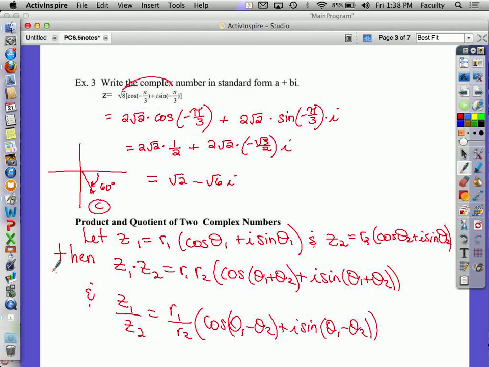Very, very simple. If z sub 1 is the first complex number, so we're going to use r sub 1 times the quantity cosine theta sub 1 plus i sine theta sub 1. And z sub 2 is r sub 2 times the quantity cosine theta sub 2 plus i sine theta sub 2. That's trigonometric form. And what's really neat, on Monday, we're going to move into polar graphing.